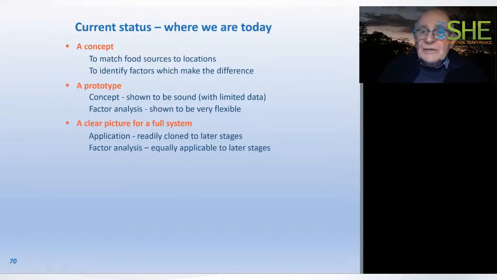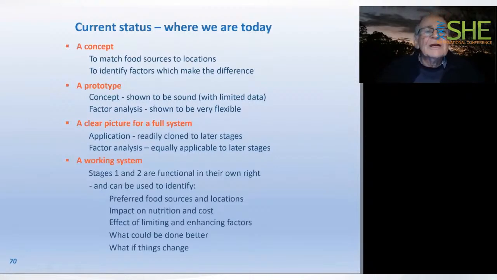We determined that the application could be cloned for later stages, again with minor modifications for blending, and the factor analysis appears to be equally applicable in later stages. And not only did we prove the concept, but we've ended up with stage 1 and 2 as functional systems in their own right. So we can put them to work straight away and use them to identify things like preferred food sources and locations, impact on nutrition and cost, effective limiting and enhancing factors, what could be done better, and what if things change, like, for example, climate change.